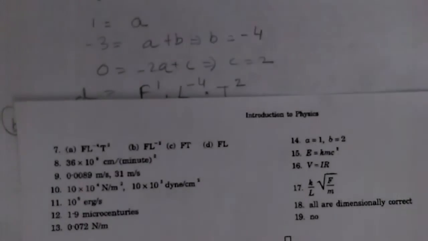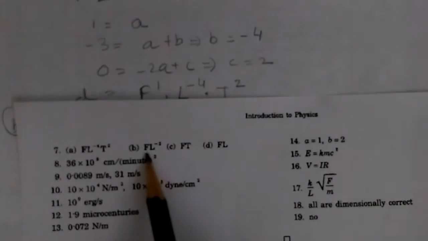So our pressure can be expressed as force to the power A, which is 1, so F to the power 1, multiplied by L to the power B, which is minus 2, L to the power minus 2, and T to the power 0. Let's check our answer. Question number 3 is FL to the power minus 2. So our answer is correct. Let's move on to part number C.